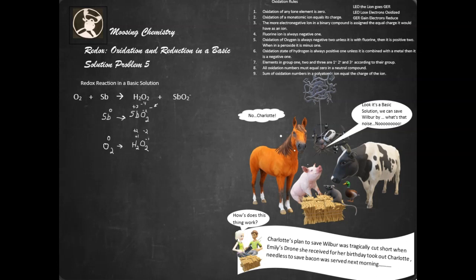So let's look at our LEO the lion goes GER. Lose electrons oxidize, gain electrons reduce. So Sb is going from a 0 to a +3, right? So that means it's losing electrons. Lose electrons, oxidize, and it lost 3 electrons. Oxygen on this hand goes from 0 to -1.